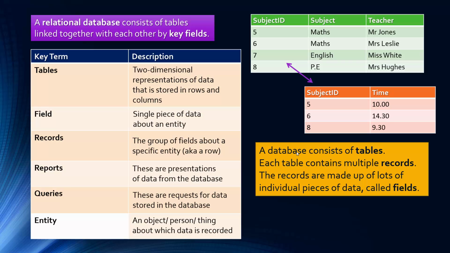So we have a database that consists of tables. Each table contains multiple records, so we have lots of rows, and the records are made up of lots of individual pieces of data, as in the fields.